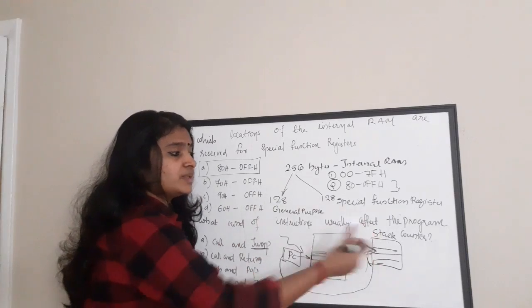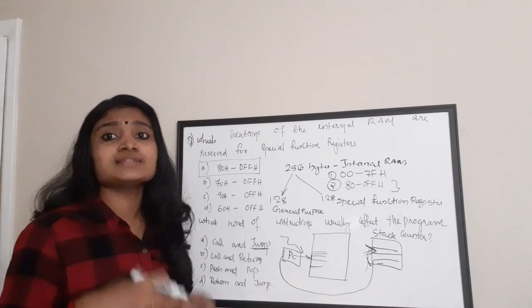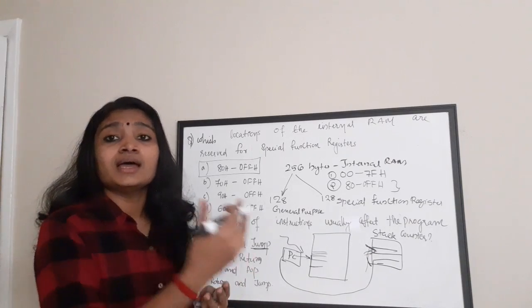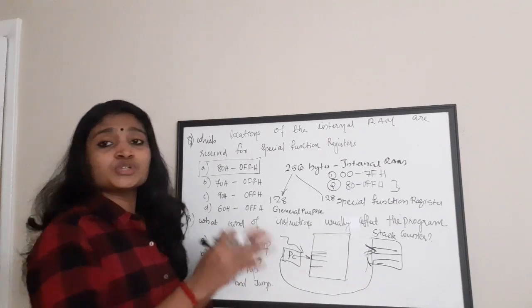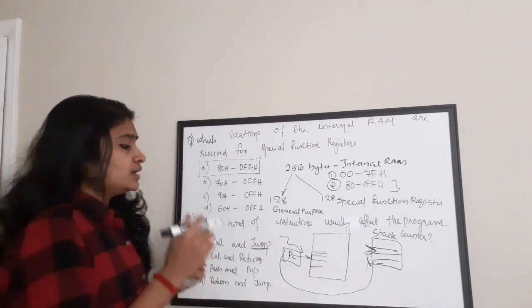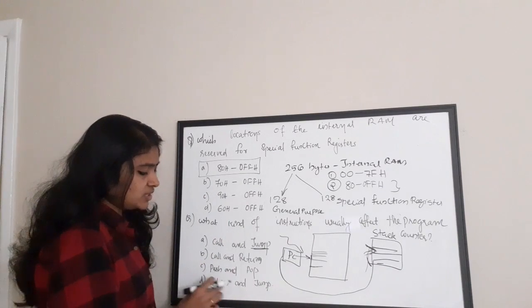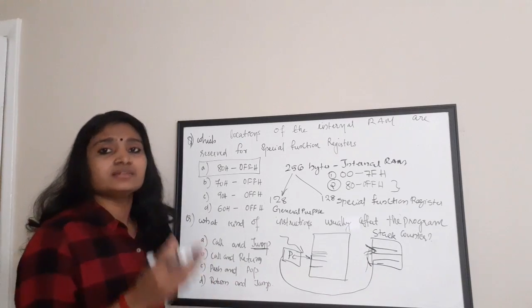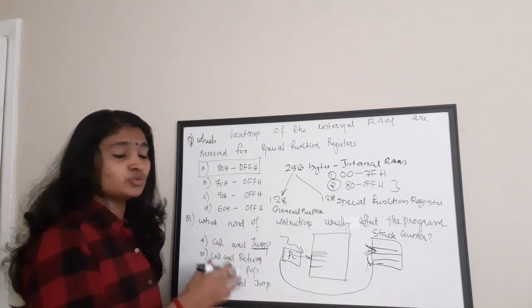Now taking elements from the stack is called pop. In general we can say elements. So inserting of elements is called push and retrieving of elements is called pop. That is push and pop. Now the next one is return and jump. Return is actually used along with the instruction called call, and jump is something different. So these are the 4 options.